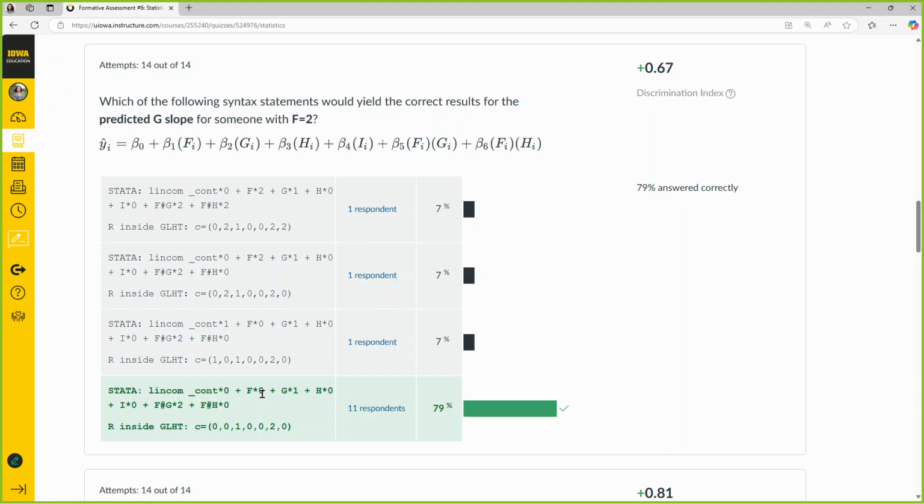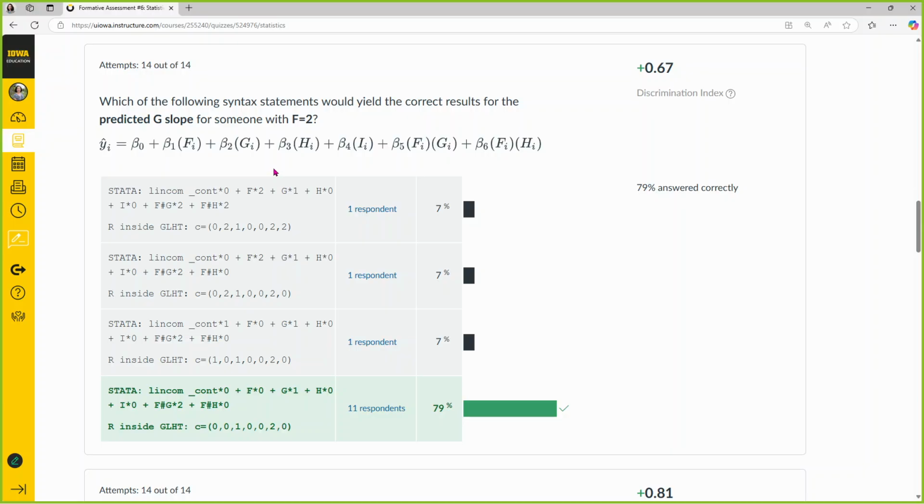And so because of that, I'm looking at the first one and the second one and the third one. They all have 0. Is 0 what we want for our constant? If we're in Stata land, if we're trying to find the slope for G, yeah, that is what we want. We don't want this. We want 0, yes. Gotcha.